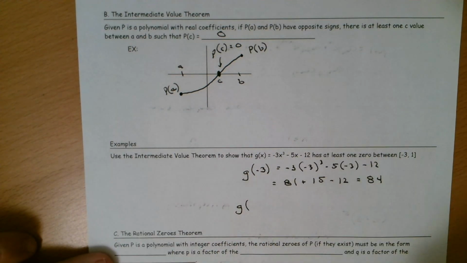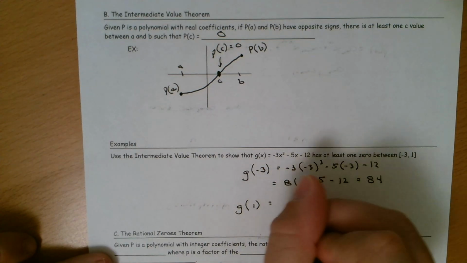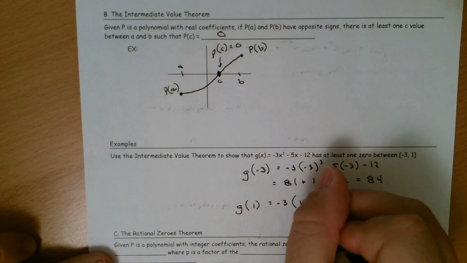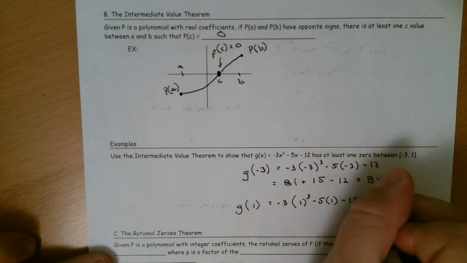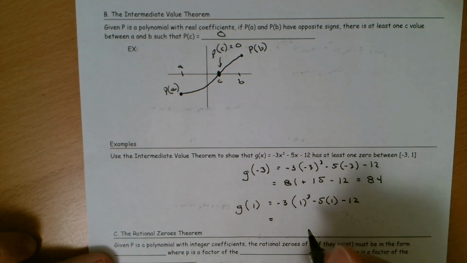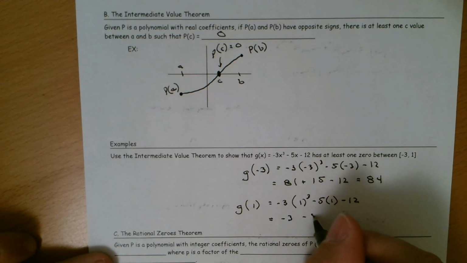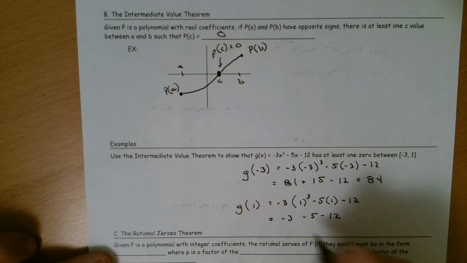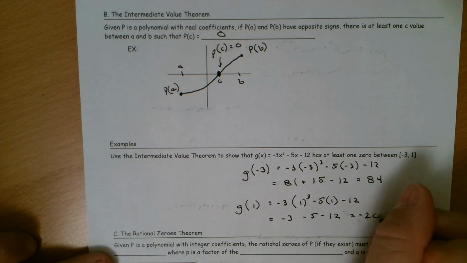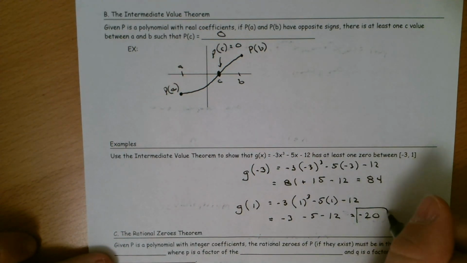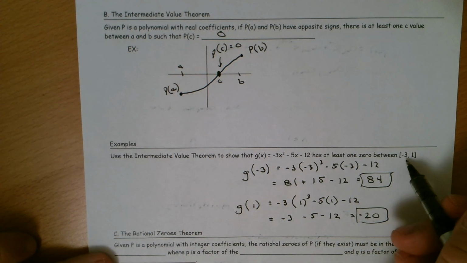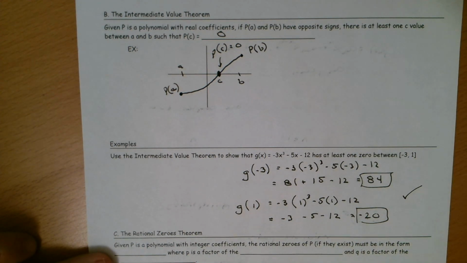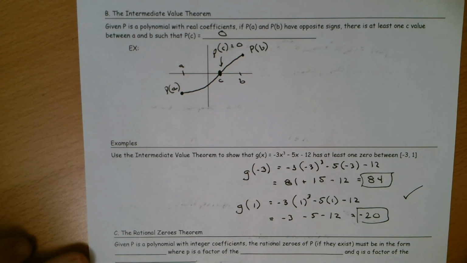So now if we plug in 1, let's see what we get. So we got negative 3 minus 5 minus 12 is negative 20. So the fact that one of these is positive and one of these is negative means that somewhere in between negative 3 and 1, there's a 0. At least one 0. Okay, and that's all the intermediate value theorem is saying.